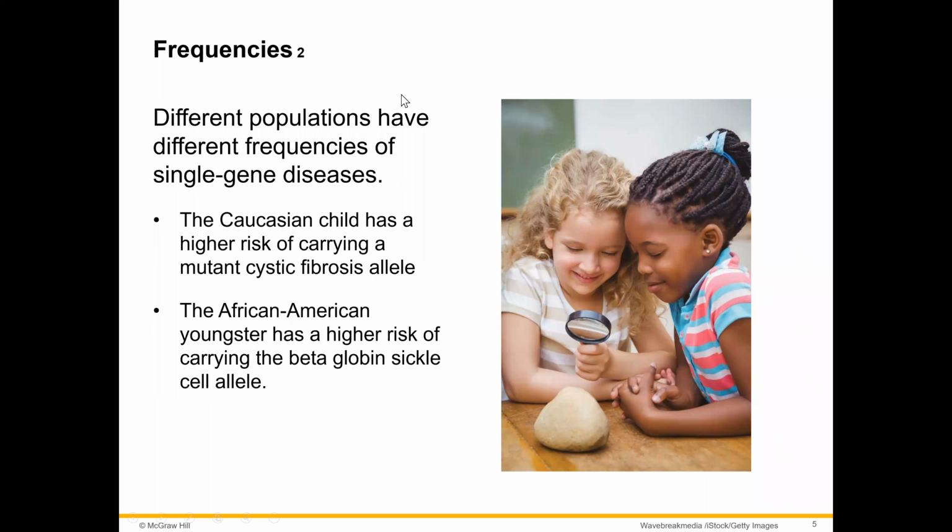Different populations have different frequencies of a single gene disease, for example. A Caucasian child has a higher risk of carrying a mutant cystic fibrosis allele. The African-American youngster has a higher risk of carrying a beta-globin sickle cell allele. So when we're talking about frequencies of alleles and looking at different populations, we have different frequencies for different phenotypes. For example, for diseases, that's why some populations are more susceptible to cystic fibrosis, some populations more susceptible to sickle cell anemia. Because the frequency of mutant alleles that determine different diseases differs within the populations.